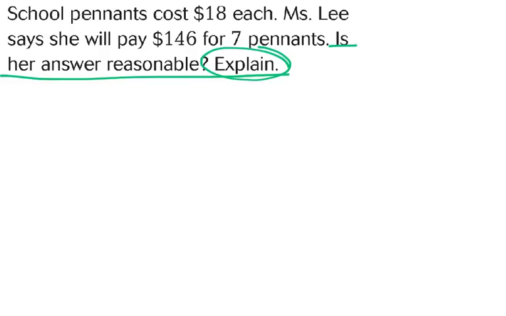First thing I need to do is identify my problem. School pennants cost $18 each, and she needs 7 of them. So my multiplication problem is going to be 18 times 7. Now, in order for me to find if 146 is reasonable or not, I'm going to need to take my 18 and round it up and down, and multiply each piece times 7 to find my range.